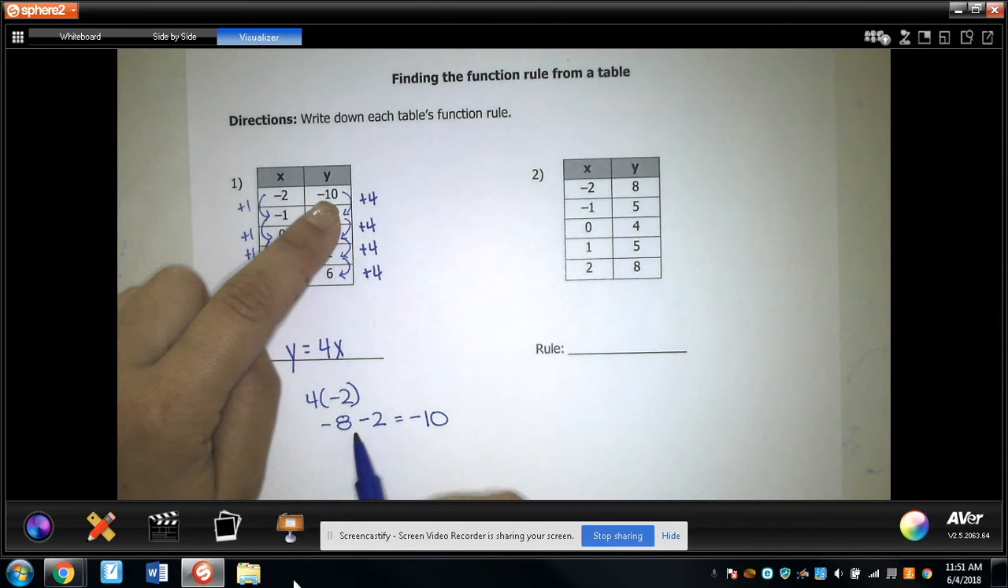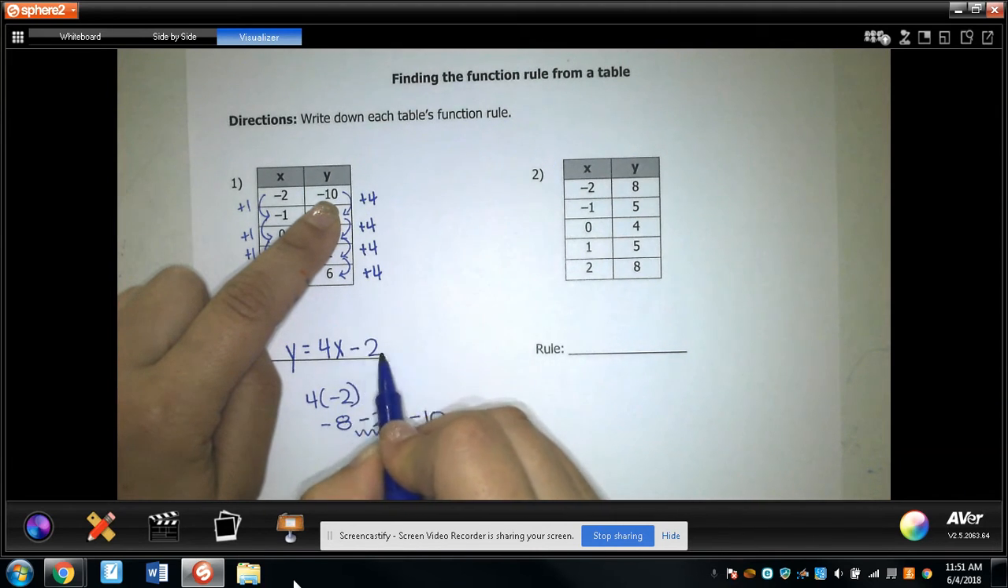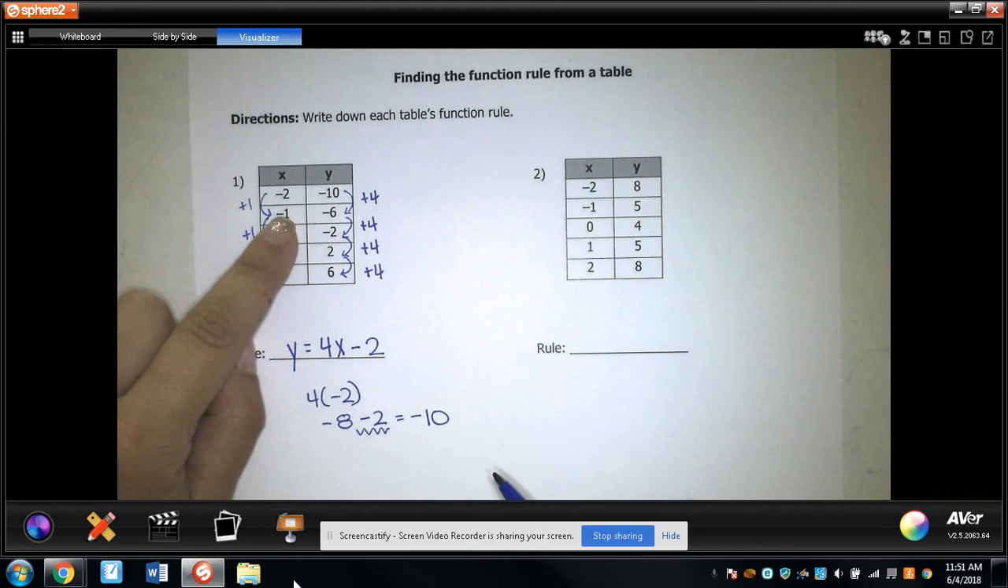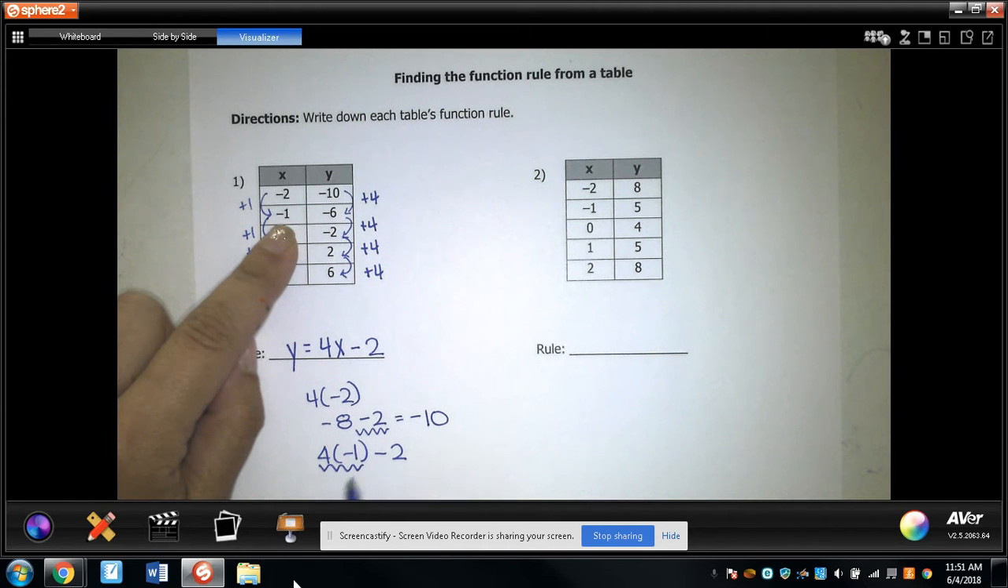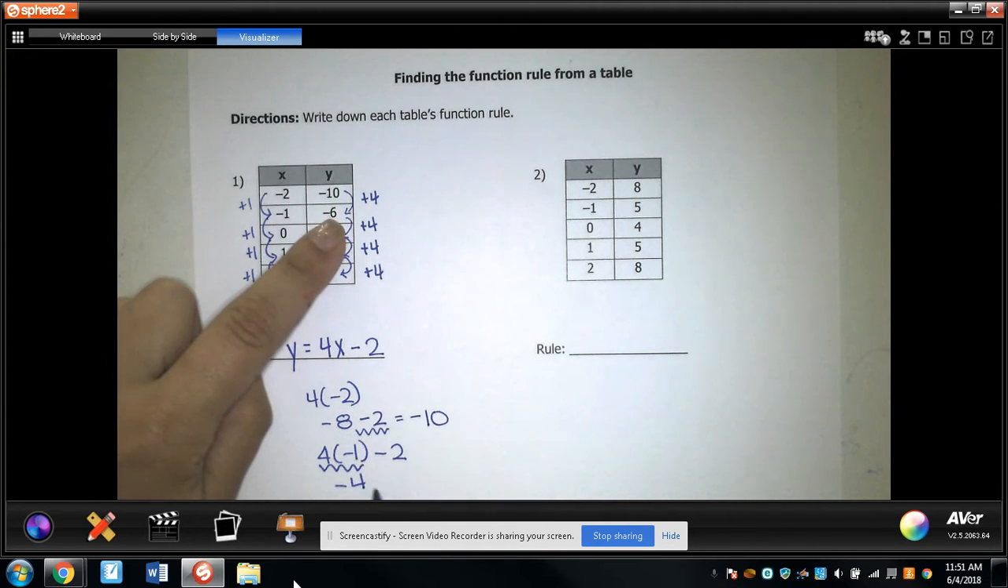So then I start to think, okay, maybe my rule is not just y equals 4x. Maybe it's y equals 4x, but then I have to subtract 2. So let's try that with another x value. 4 times -1 minus 2 would give me -4, but minus 2 is going to give me -6.